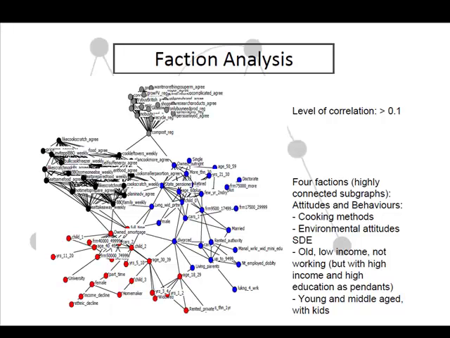And here I have obviously the cooking methods, the environmental bits. But now the socio-demographic and socioeconomic variables get spread in two. On one side I have old, low income, not working, but with high income and education as pendants. So there is a group of variables of old people and low income. And then we have the young, middle-aged with kids on the other side.